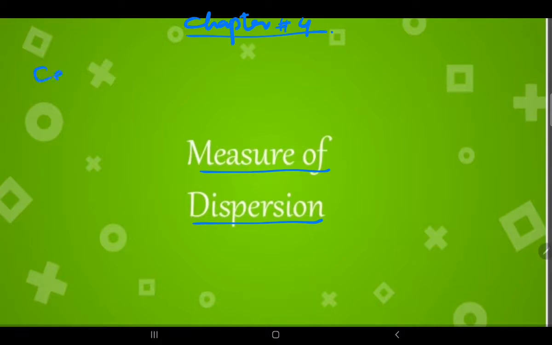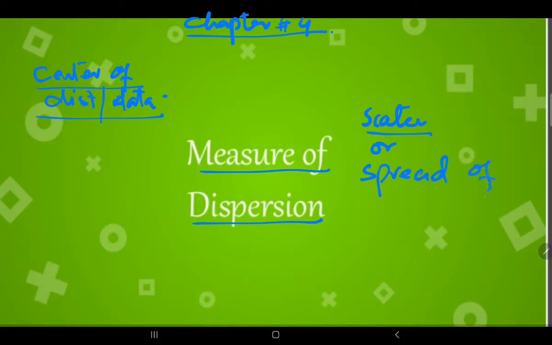These are values located at the center of the distribution's data. While in measure of dispersion, we will study the values which are scattered. Scatter is the spread of values from the center of the distribution. It means measure of central tendency and measure of dispersion are opposite of each other.